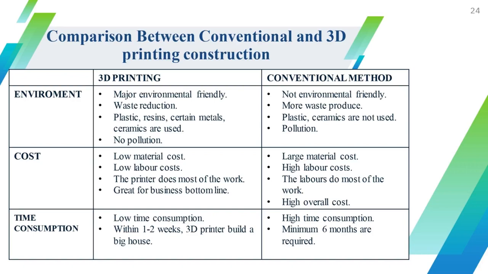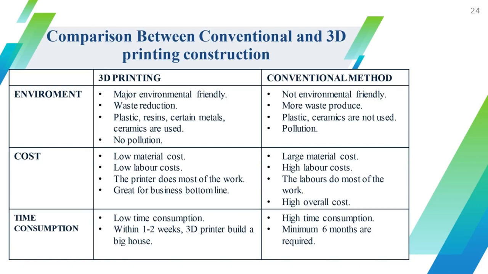Third, plastic, resins, certain metals and ceramics are used, whereas in the conventional method, plastic and ceramics are not used. 3D printing produces no pollution, whereas the conventional method produces pollution. Comparison as per cost.